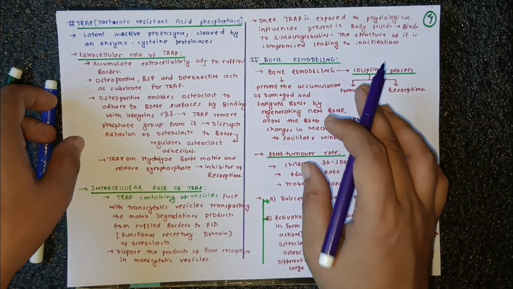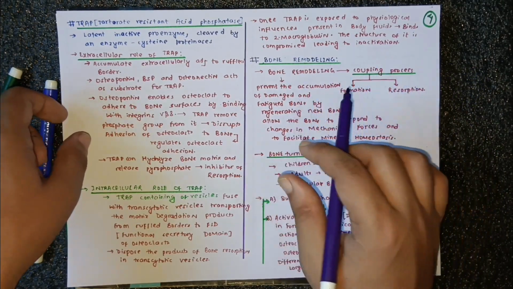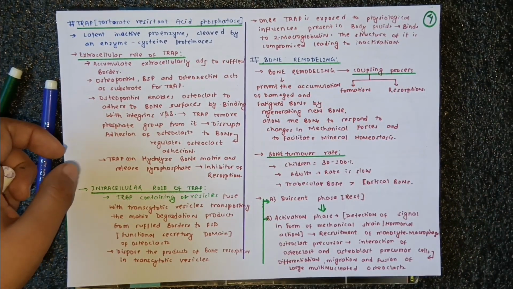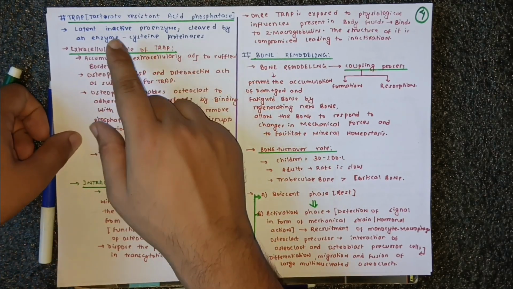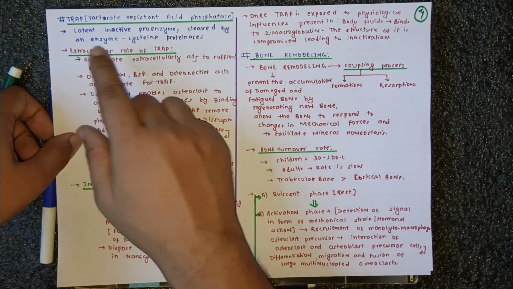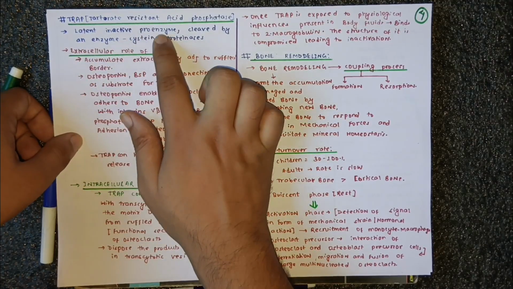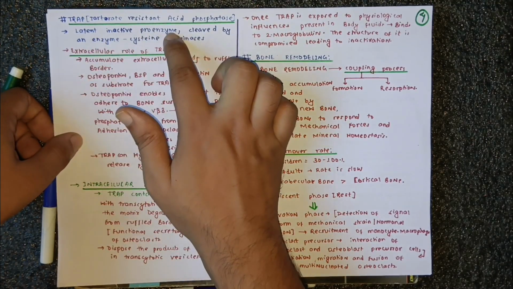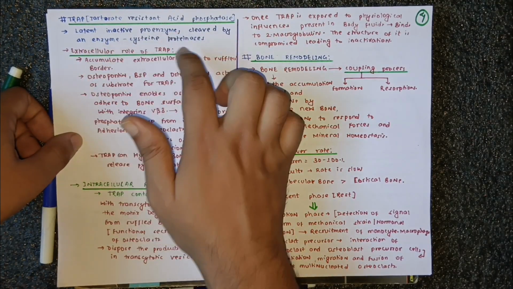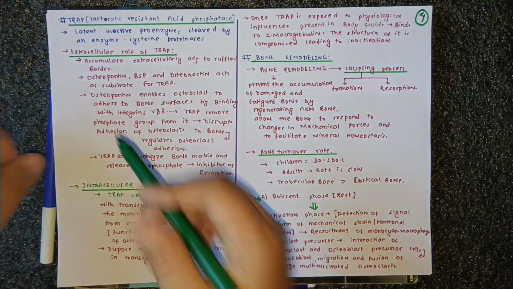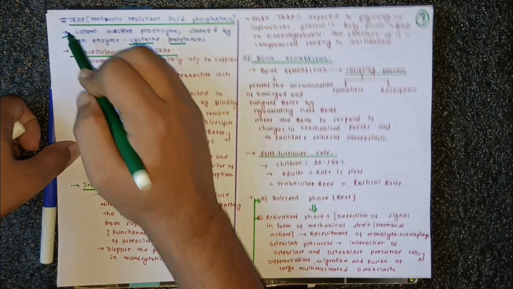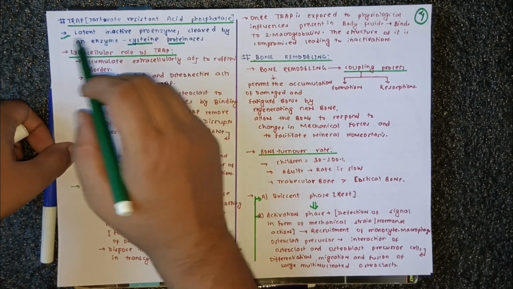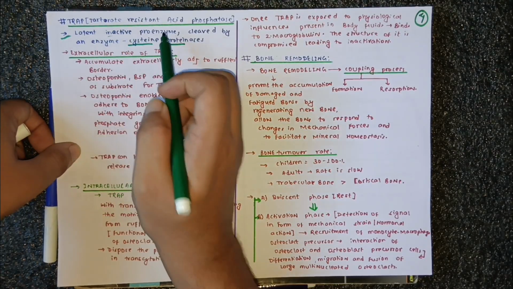The full form of TRAP is tartrate resistant acid phosphatase. They are latent, inactive proenzymes cleaved by the enzyme cysteine proteinases. This is also important: cysteine proteinases are responsible for activation of TRAP, which is otherwise an inactive proenzyme.